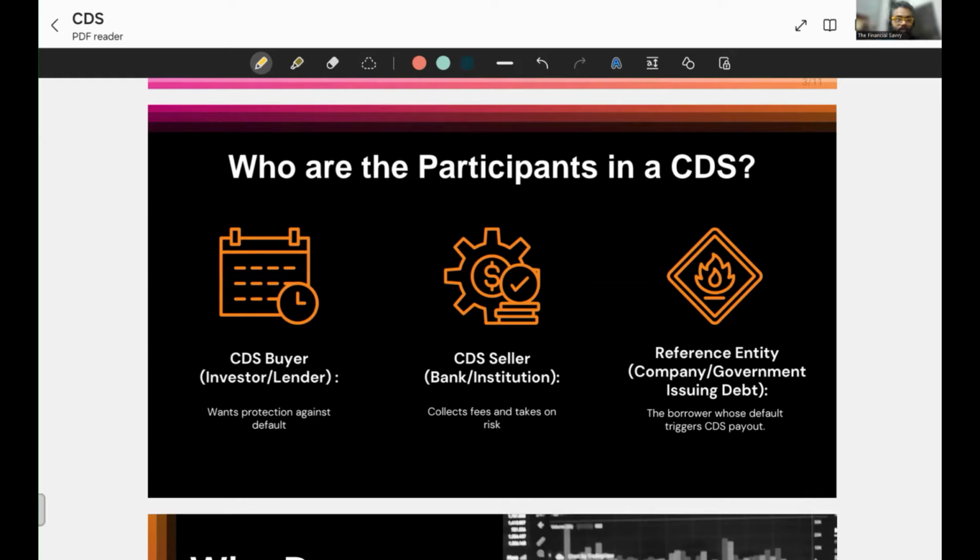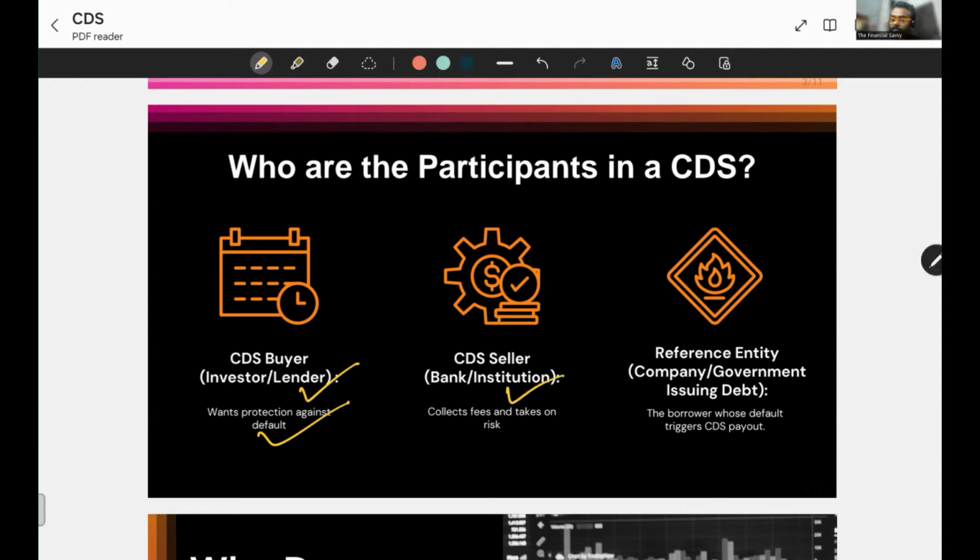So first is the CDS buyer. The CDS buyer is the investor or lender who pays for the protection against a bond default. The CDS buyer wants protection against default, right? In the example, you were the CDS buyer because you were paying for the protection against a default of your friend, right? So you were the buyer.